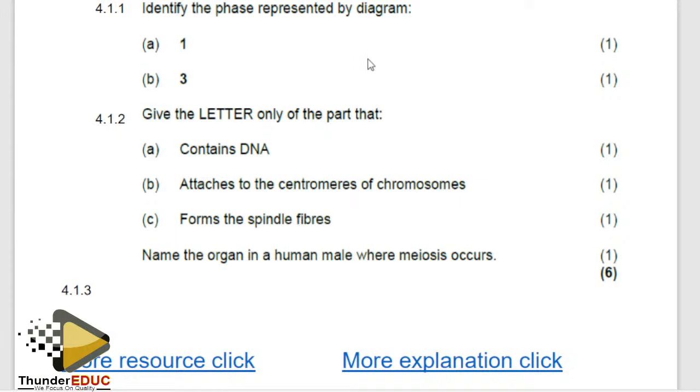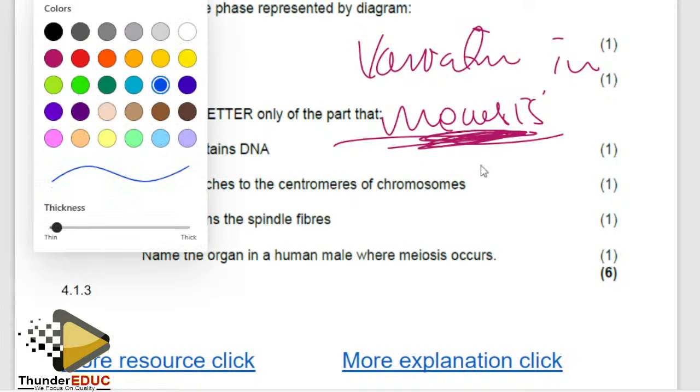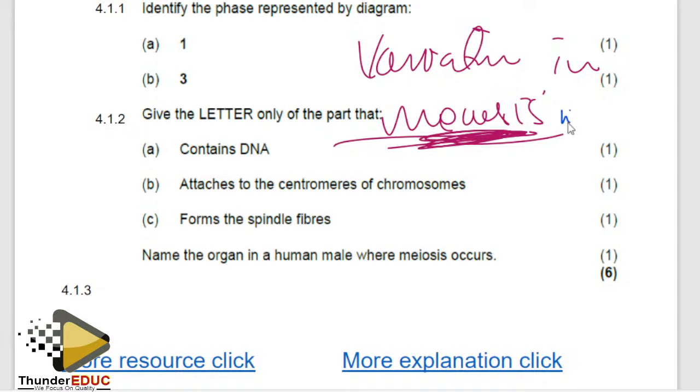Give 2 causes of variation in meiosis. Guys, they are saying in meiosis. They're not talking about the causes of variation in general. They're saying in meiosis. So what are you supposed to talk about here? You talk about the random arrangement of chromosomes during metaphase, and also crossing over during prophase 1.